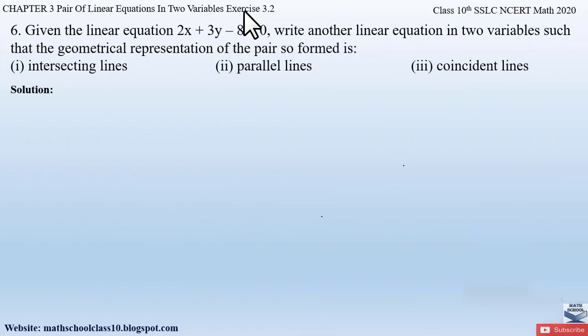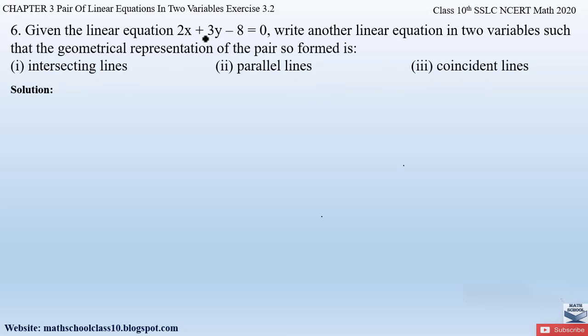Question number 6 from exercise 3.2, chapter 3, pair of linear equations in two variables says, given the linear equation 2x plus 3y minus 8 equal to 0, write another linear equation in two variables such that the geometrical representation of the pair so formed is intersecting lines, parallel lines and coincident lines, right? So here they have given us one linear equation and we have to form another linear equation such that the geometrical representations of the two linear equations should be intersecting lines, parallel lines and coincident lines.